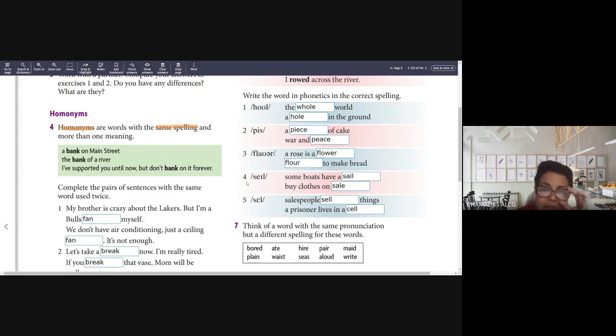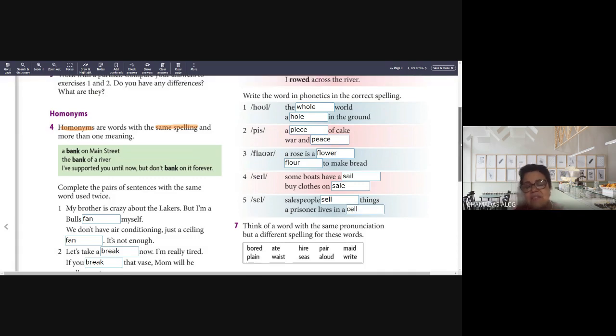Okay. Number 4, some boats have a sail. Buy clothes on sale. Okay, same sound, different meaning. Number 5, salespeople sell things. Salespeople sell things. A prisoner lives in a cell.